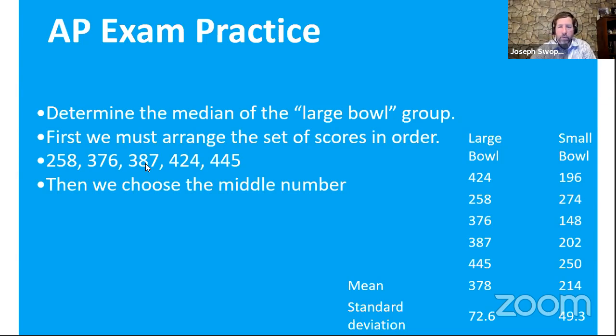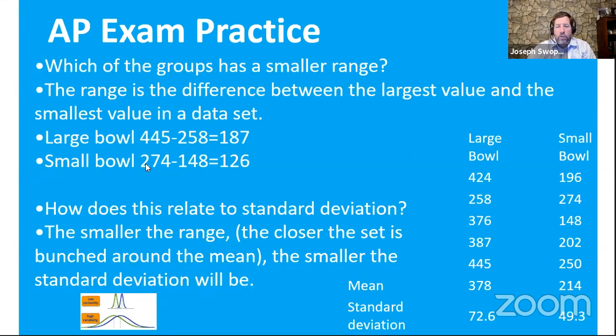Okay, pretty easy stuff. Now we're going to go on to the next bullet point. Which of the groups has the smaller range? Remember that the range is the difference between the largest value and the smallest value in a given data set. In the large bowl, the highest value was 445 and the smallest value was 258. The difference between them is 187. In the small bowl, the highest value was 274 and the smallest value was 148. So the difference there is 126. Going back to the question, which one had the smaller range?